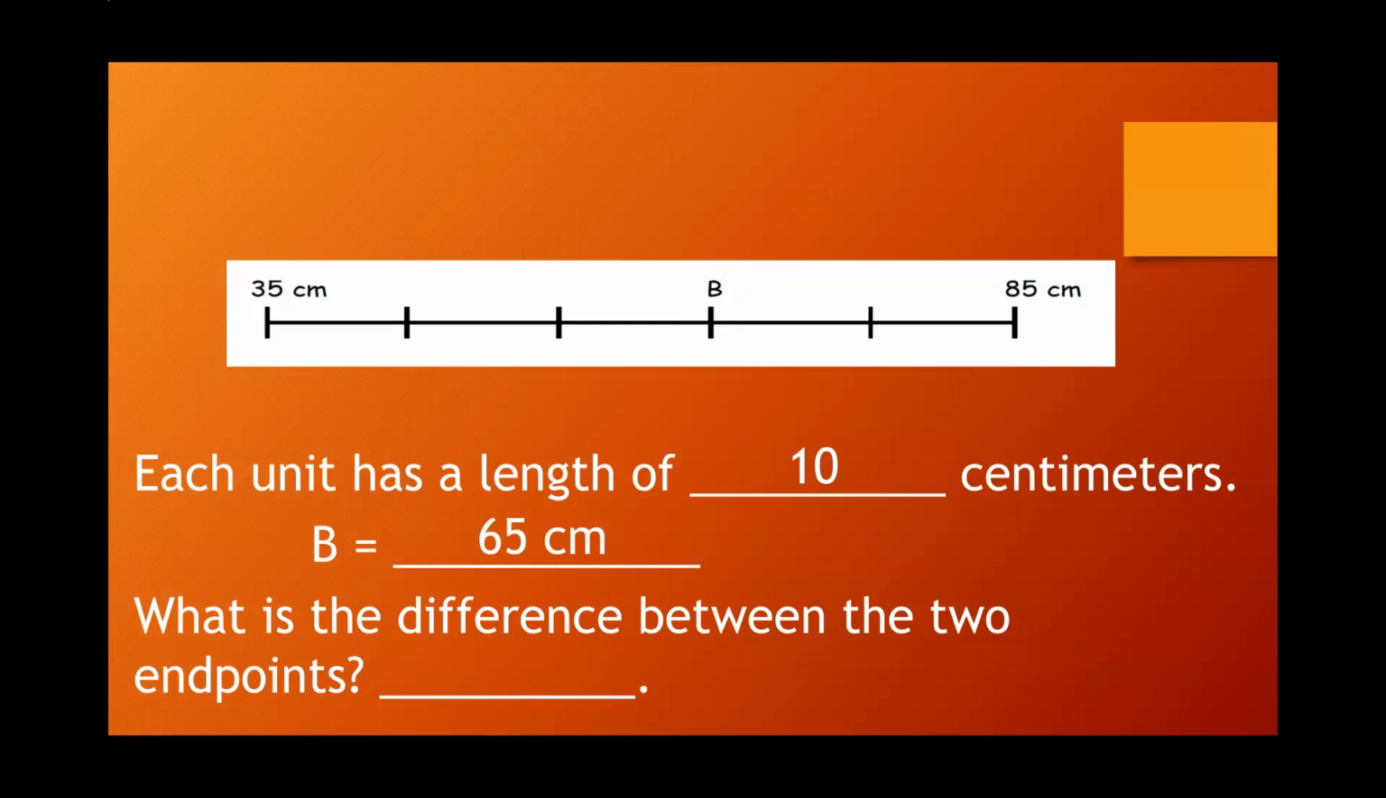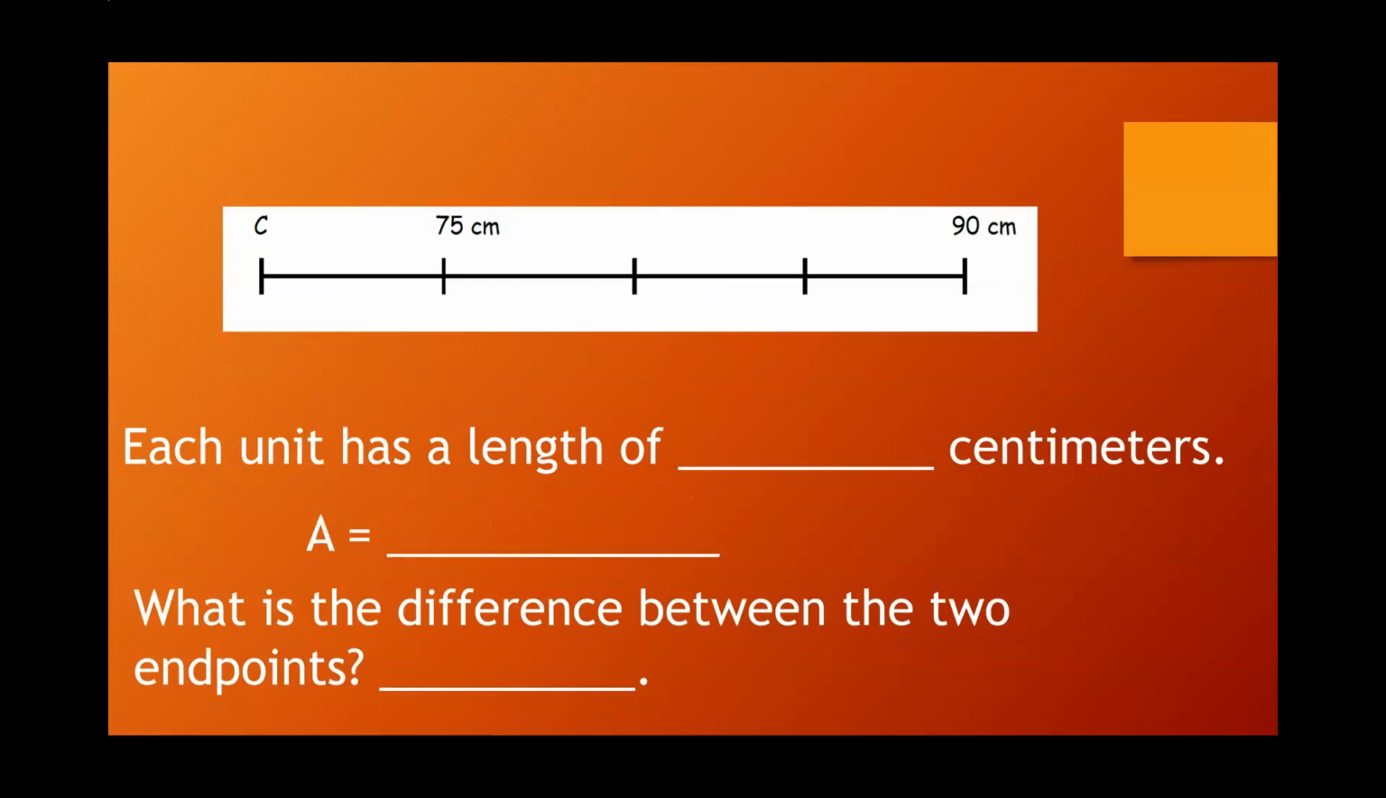Now we need to find the difference between the two endpoints. So 35 and 85. So we're going to take 85 minus 35. What did you come up with? Did you say 50? Great job. Go ahead and fill all this in on your own. When you're done, push play.